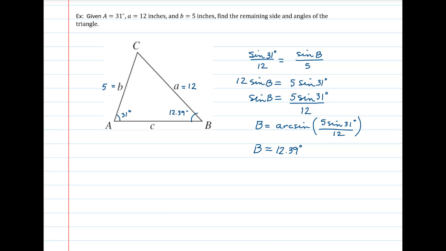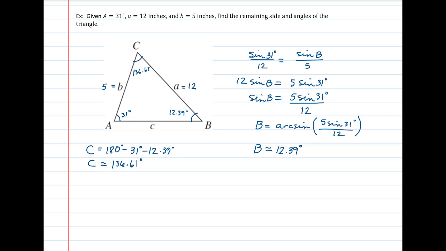Once I have my second angle, angle B, I can quickly find the third angle. Now I can subtract the first 2, A and B, from 180 degrees and get my third angle here. So C is going to be equal to 180 degrees minus 31 degrees minus angle B that we just found to be 12.39 degrees. I'm rounding everything to 2 decimal places here, so we're going to get that C is 136.61 degrees. All right, so we have the 3 angles, we have 2 sides.